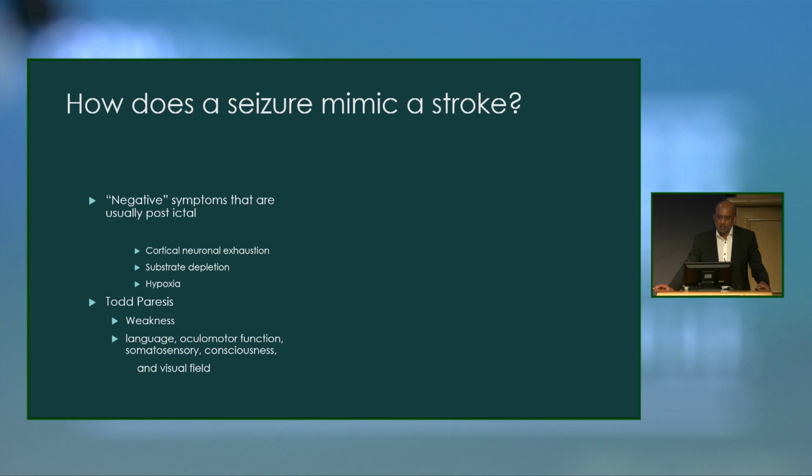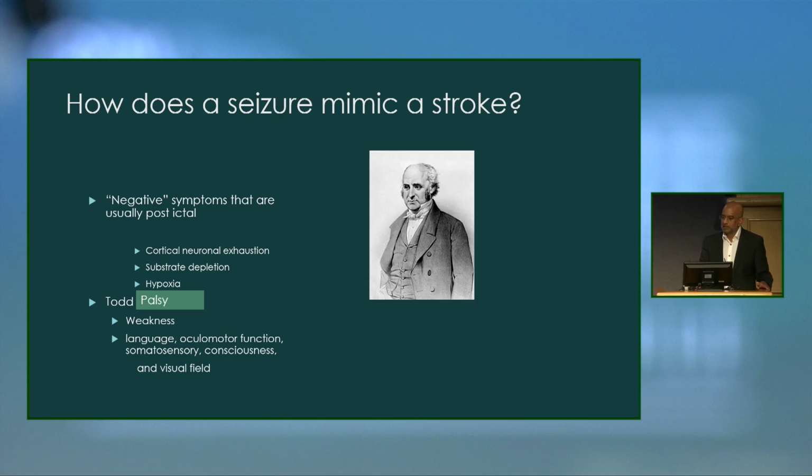The term Todd's paresis has been coined for weakness associated with this phenomenon, but the presentation goes well beyond just weakness, and one can get language disturbances, oculomotor function disturbances, somatosensory disturbances, disturbances of consciousness, and visual field disturbances. And so the term Todd's paresis is probably better described as Todd's palsy.